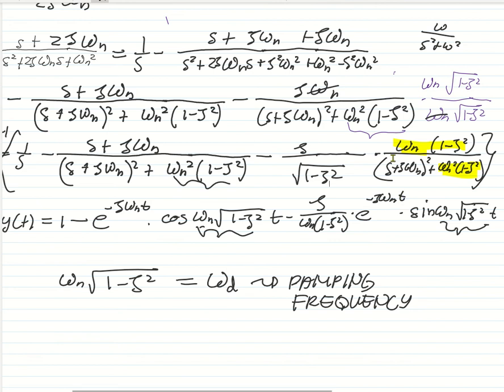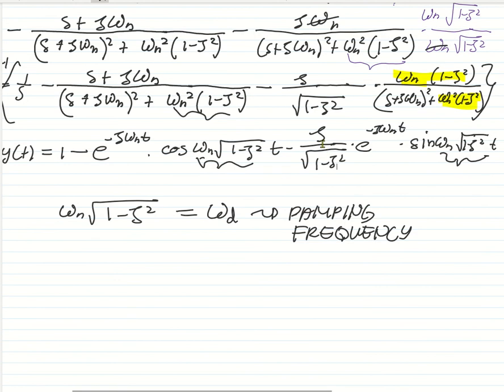So there should be this one. There's no omega n here. It should be the square root of 1 minus zeta squared. But we can put omega n at this part. I can multiply omega n at the numerator, then I will also multiply omega n at the denominator. Why? Because this now will be omega d. This is omega d. This is omega d.